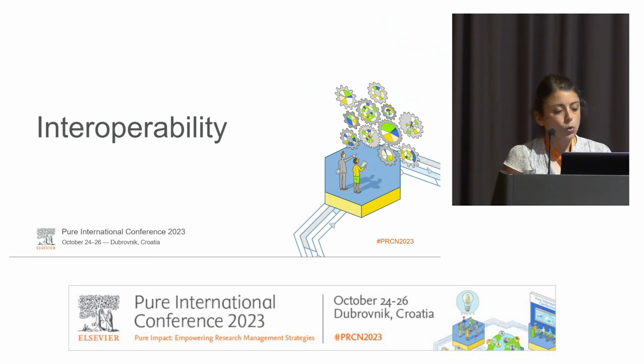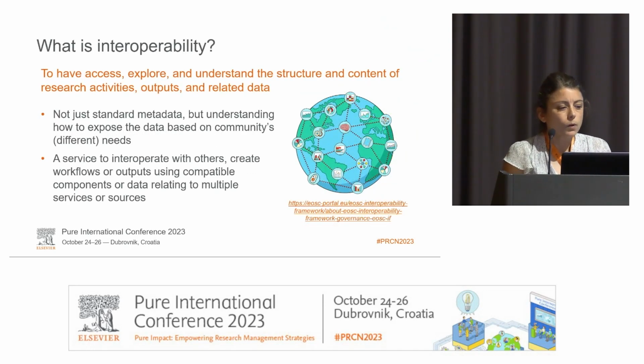So going into interoperability, what is interoperability? We all understand the basic concept. What we want, and what interoperability aims to achieve and provide, is to have access, explore, and understand the structure of content, of research activities, outputs, and release data so that we can reuse it.